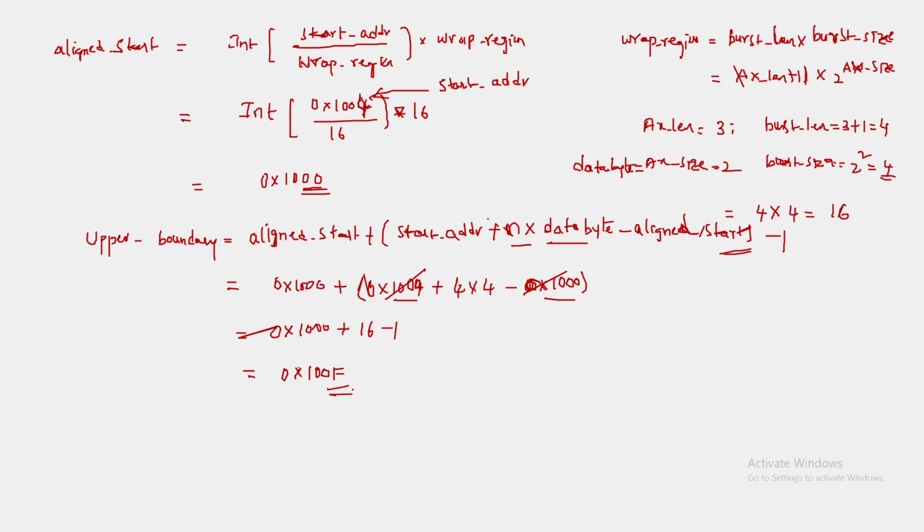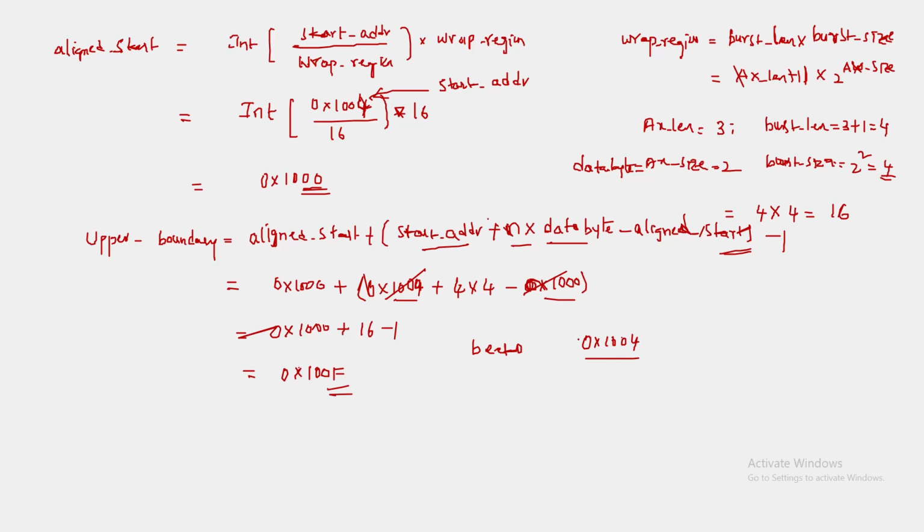Okay, so based on that upper boundary, we need to add the start address plus n into the number of bytes. Then the other data bytes we will calculate from that. So start address plus n into number of bytes. What is the value we got? The start address is 0x1004. Then beat 0 you are calculating.